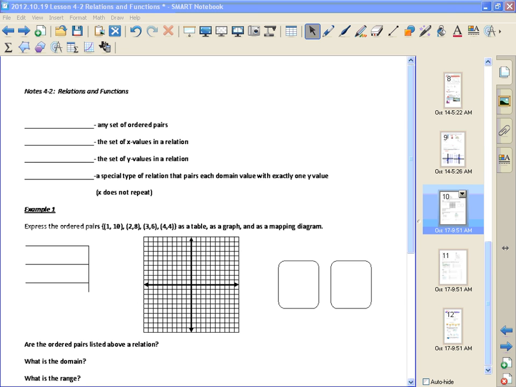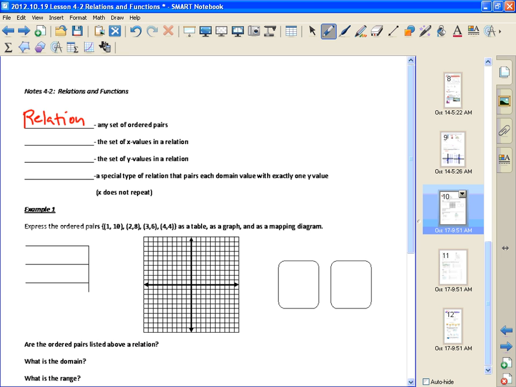Okay, for your first definition, right here where it says any set of ordered pairs, that is the definition of the word relation. So Legend at the top of the sign points to the word relation. A relation is any set of ordered pairs.